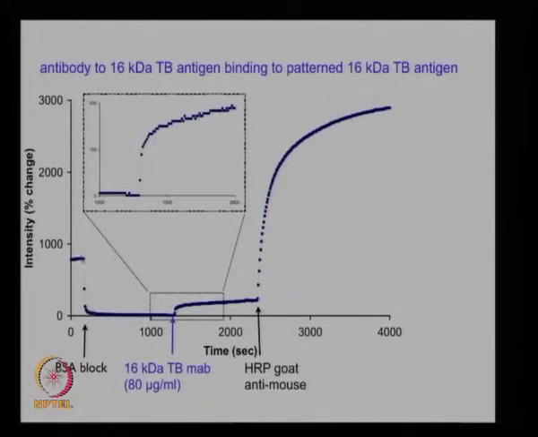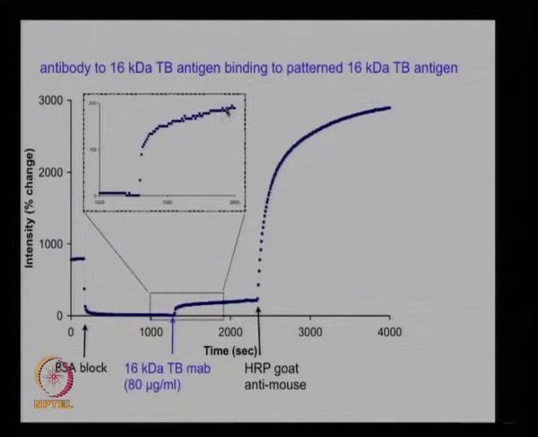Here, the signal drops to zero because of the blocking, because the BSA sticks in between the lines. And then at this point, we introduce the 16 kilodalton antibody for TB that will bind to the antigen. You can see there's a little blip in here. Let me expand this area. You can see the expansion here. That blip is actually real, because the signal to noise is good enough.